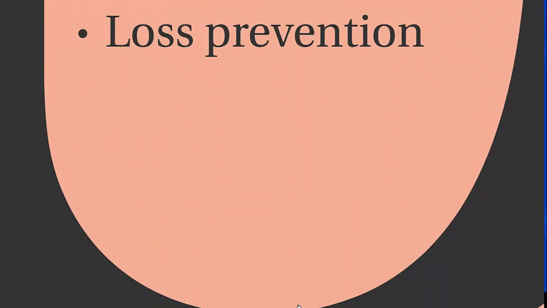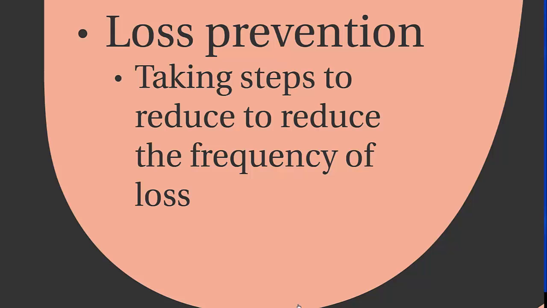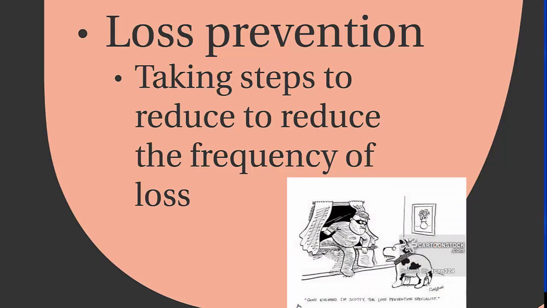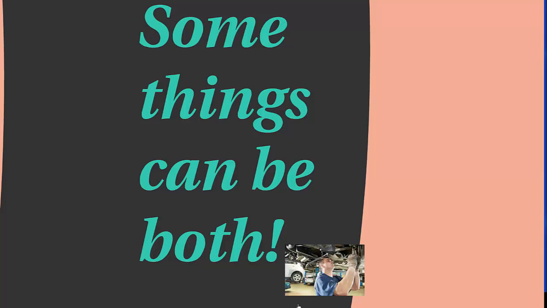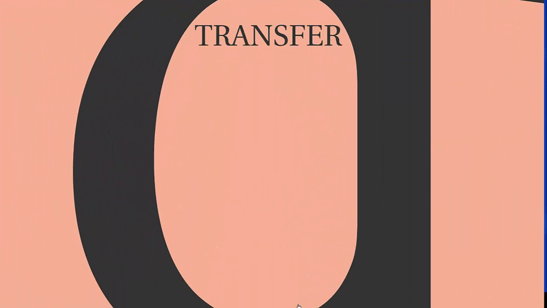Loss prevention, on the other hand, is taking steps to reduce the frequency of loss. So, for example, a burglar alarm or a dog. The idea being that if you have a burglar alarm or a dog, a thief won't even come into your house and steal. Another example is wearing safety goggles to keep particles and other hazardous materials out of someone's eyes when they're working on construction. Some things can actually be both, such as fixing your brakes, making sure that they're tight. This could prevent a loss, but it also could reduce the severity of an accident if it occurs.